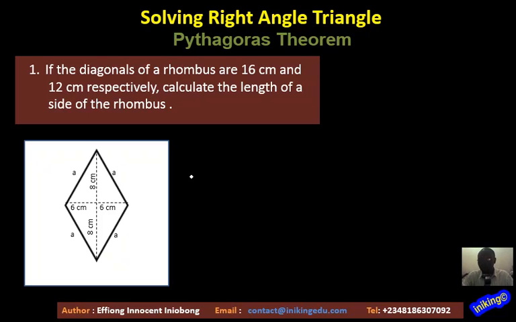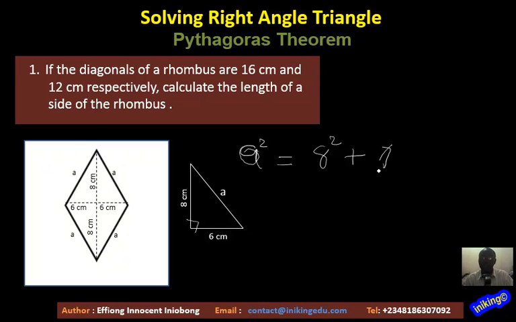Bringing out one of those triangles, we have this. Remember that the diagonals bisect each other at 90 degrees, so that gives us a right angle triangle. And we can apply our Pythagoras theorem there. And of course, Pythagoras theorem says what? That A square, that is the hypotenuse square. That's my A, please don't take this for 9. That A square is equal to the sum of the squares of the other two sides. So that's 8 square plus 6 square. And this gives us 64 plus what? 36, which is 100. So A square is 100.